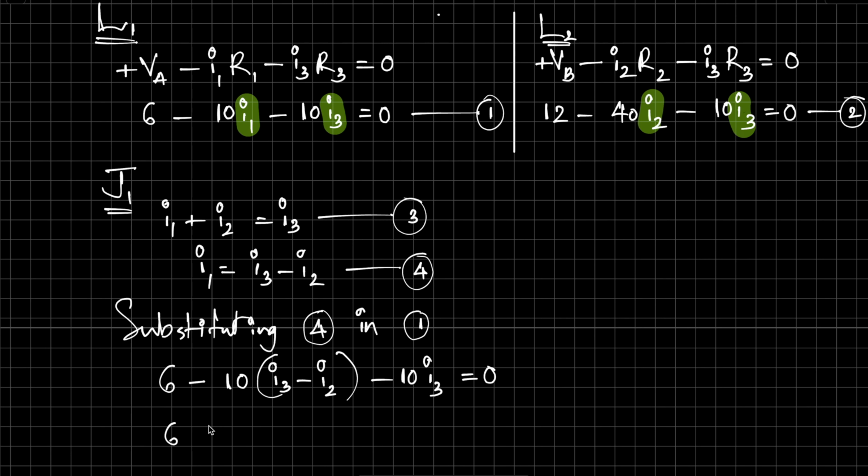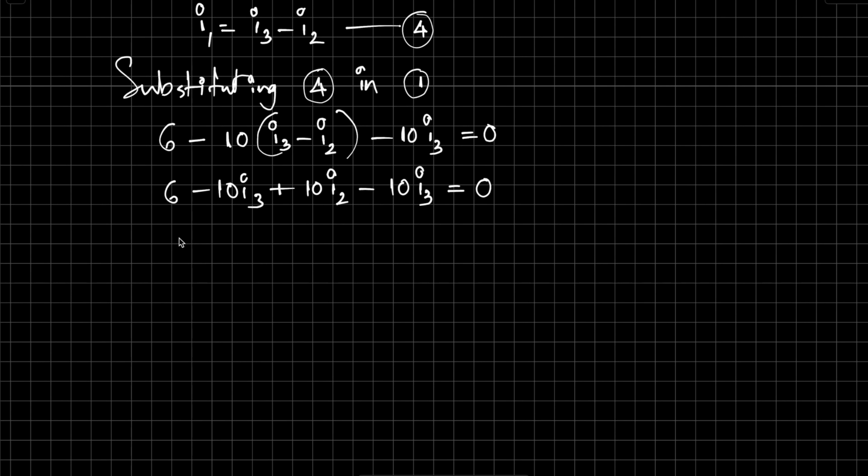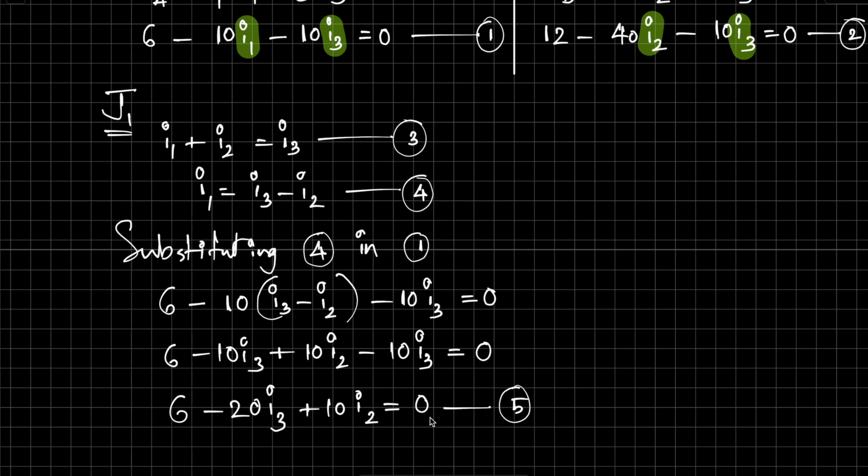6 minus 10 into I3, minus 10 into minus I2, so plus 10 I2, minus 10 I3 equals 0. So 6 minus 10 I3 and minus 10 I3 is minus 20 I3, plus 10 I2 equals 0. Let's call it equation number 5. So we have a modified version of equation number 1, that is 6 minus 20 I3 plus 10 I2 equals 0. So we don't need equation number 1 anymore.